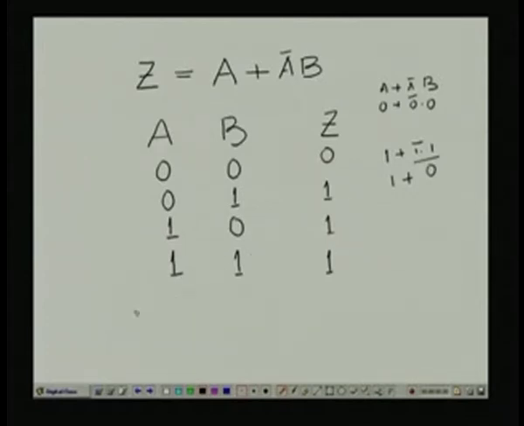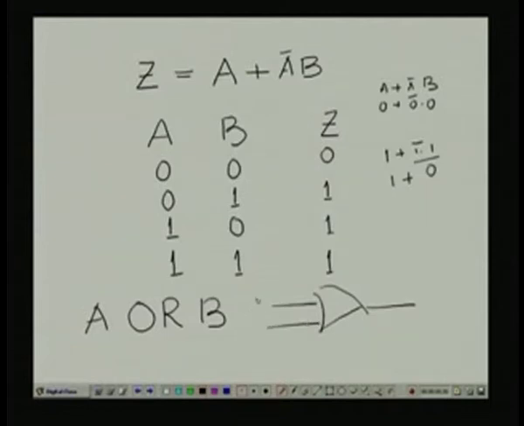So, if we consider the OR gate, that means this is nothing but A OR B, the simple 2 input OR gate whose inputs are A, B. So, the circuit we have got on the previous page, the logic circuit, is equivalent to a 2 input OR gate.